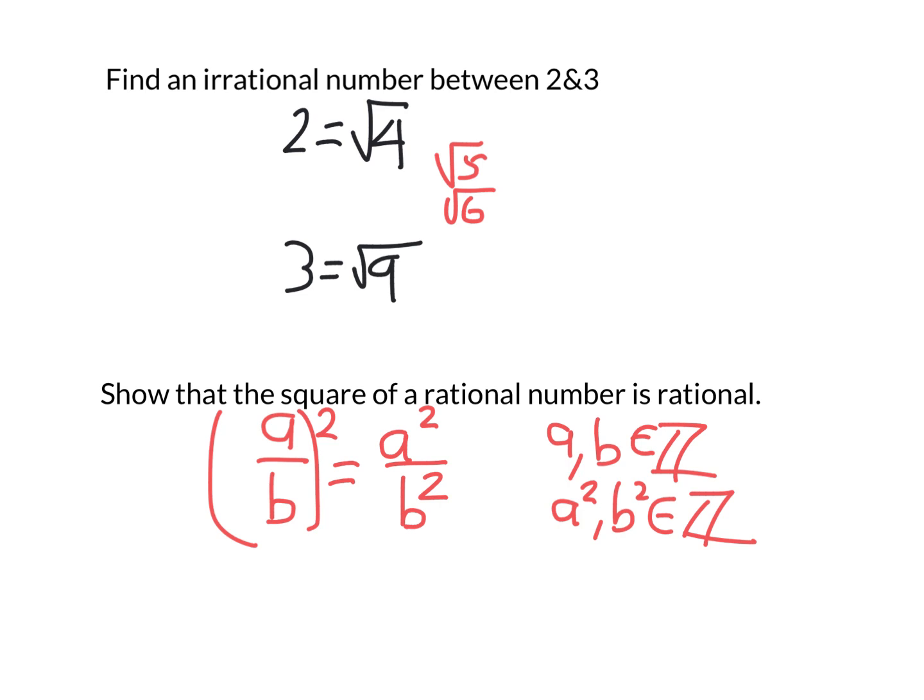It's not actually the case for irrational numbers. If you square root 2, for example, you just get 2. So sometimes if you square an irrational number, the answer is rational. If you square pi, that's still irrational. So if you square a rational, the answer is rational. If you square an irrational, sometimes rational, sometimes irrational.